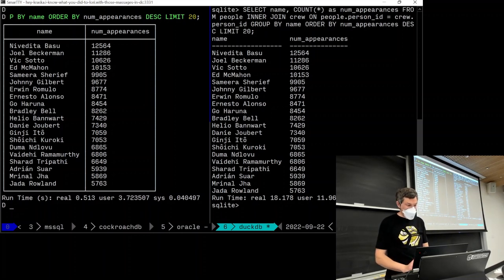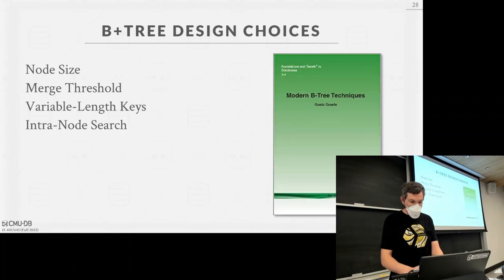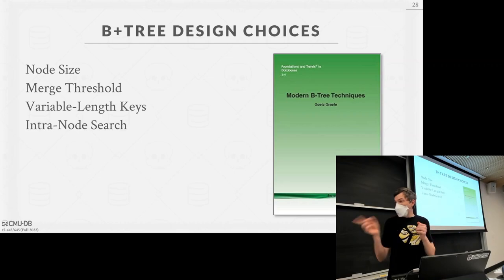Okay? All right, so there's a bunch of things we didn't get through. We'll cover that at the beginning of next class. So we'll spend next class talking about the different design choices and optimizations we can do. Okay? All right, hit it.